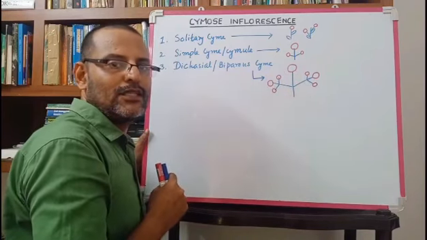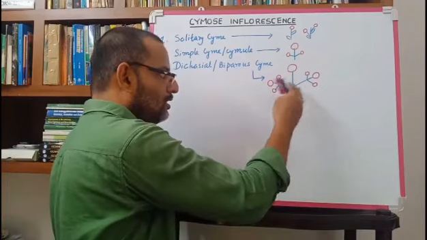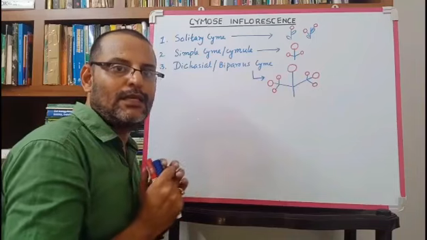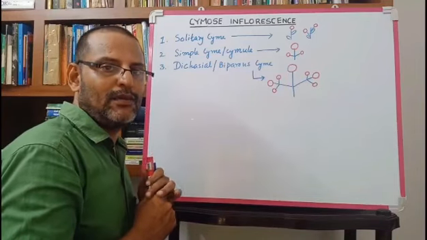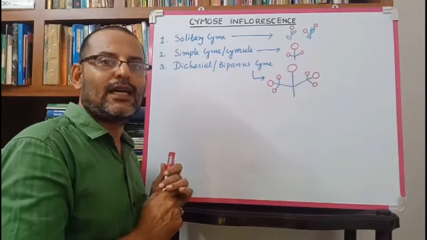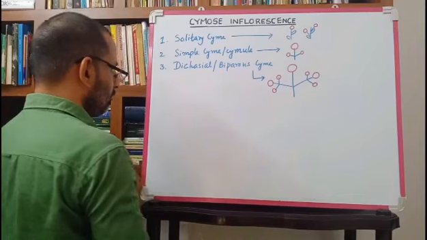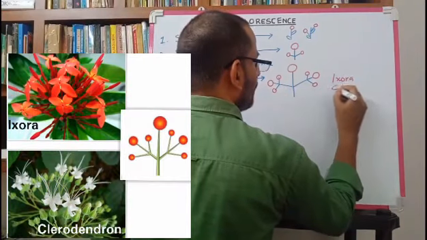This type of inflorescence is known as dicacial cyme or biparous. This is a condition of dichotomy. That is why it is known as dicacial cyme or biparous. Example for this type of inflorescence is in Ixora and Clerodendron. Ixora, Clerodendron.